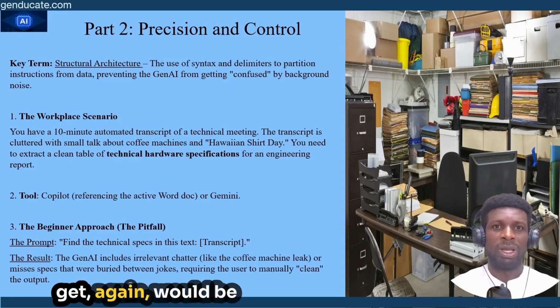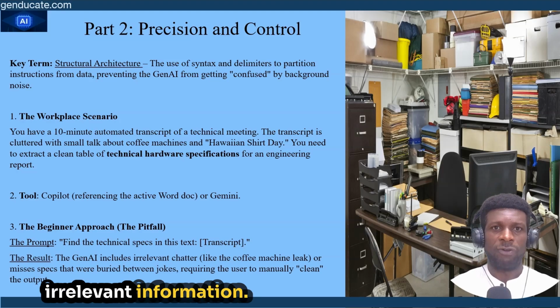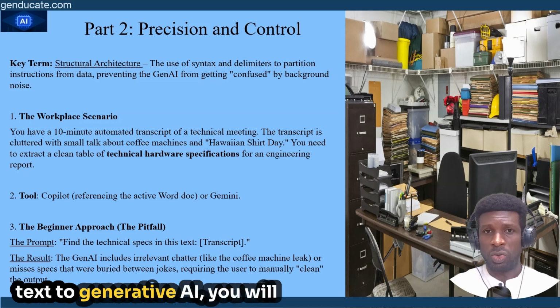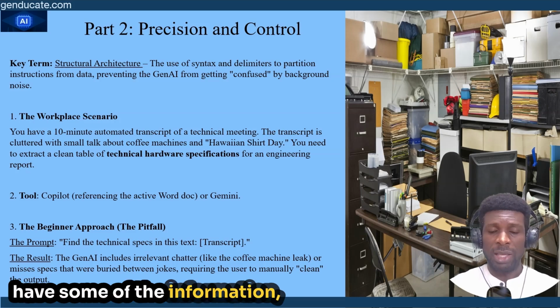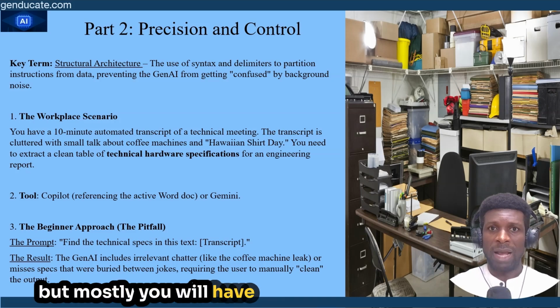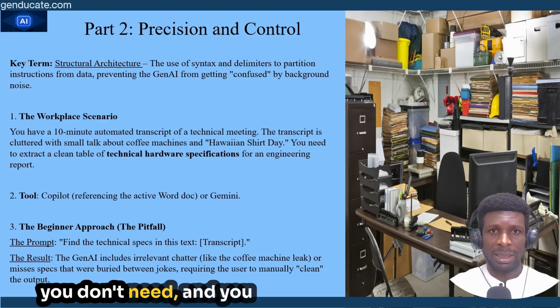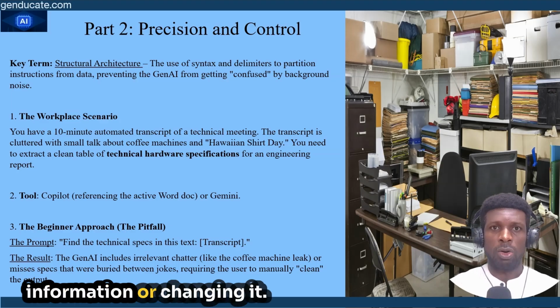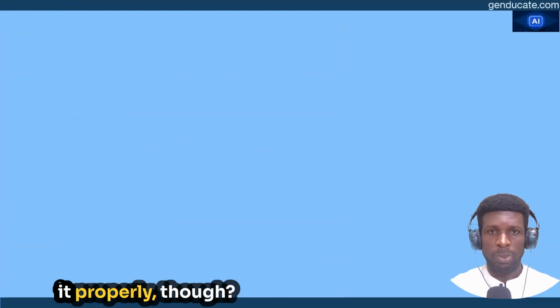What you would get, again, would be irrelevant information. Some of the information, because you are giving the test to generative AI, you will have some of the information, but mostly you would have irrelevant information that you don't need, and you have to edit and spend a lot of time removing that information or changing it. But how do you do it properly, though?